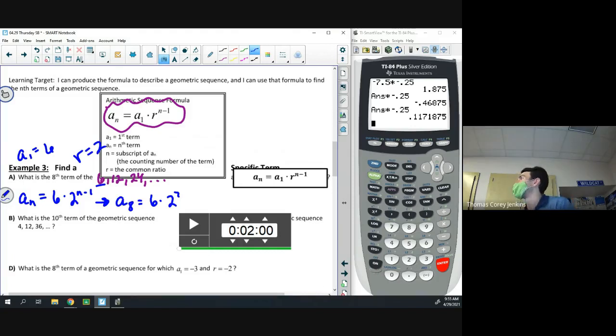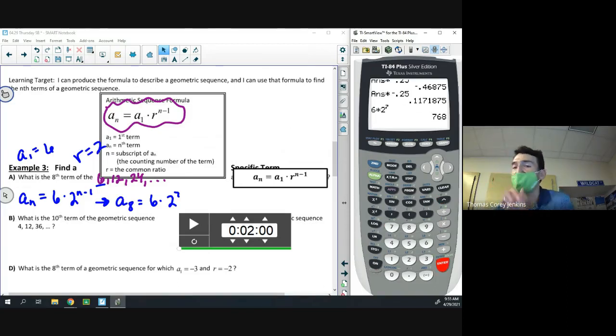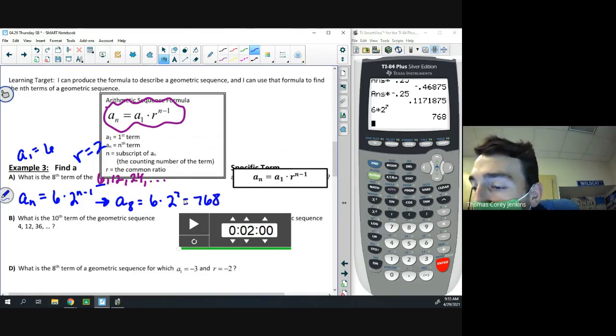And so we would just use our calculator from there, right? So I'll just type that in. 6 times 2, caret key 7, is 768. So we can skip a lot of steps by using the explicit formula.